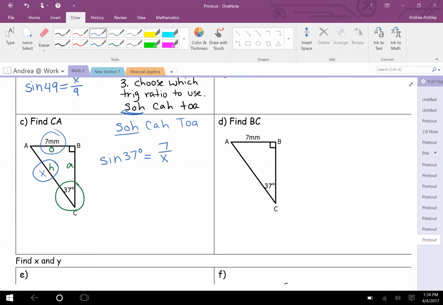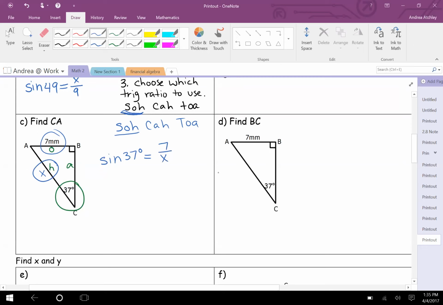You need to find the one that you're looking for, your x, your unknown, and then the one that gave you a value, a number. So I use 7 because I have that number. And I'm looking for AC, so that's my x. So that's why I'm using those two sides. You can't use the Pythagorean theorem in this case because there's only one side given and you would need two. So that's why we're using sine, cosine, and tangent.